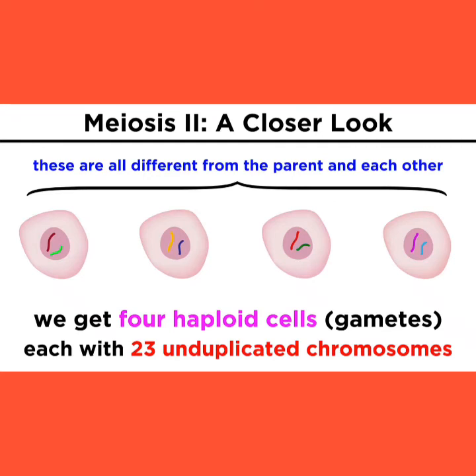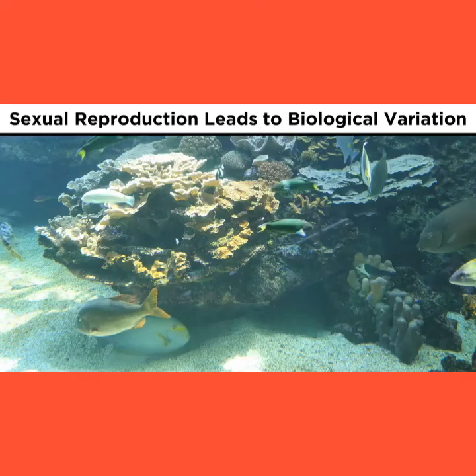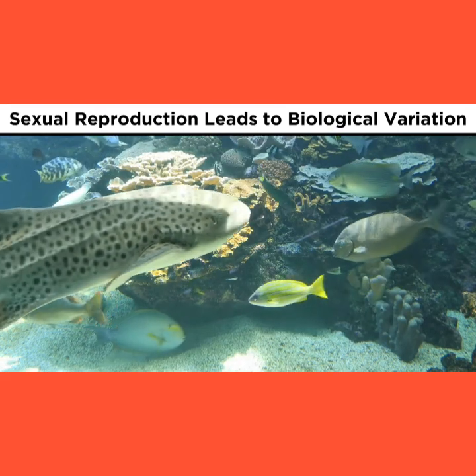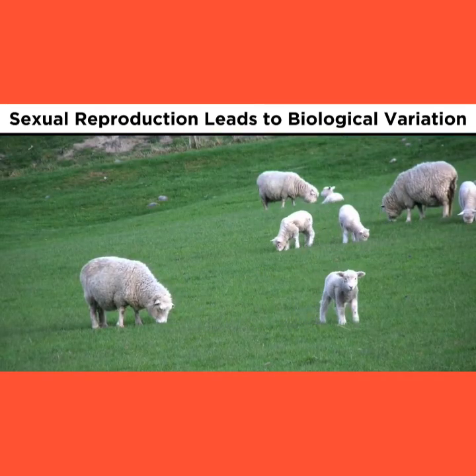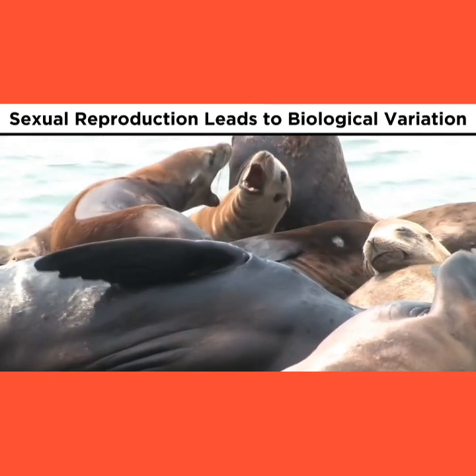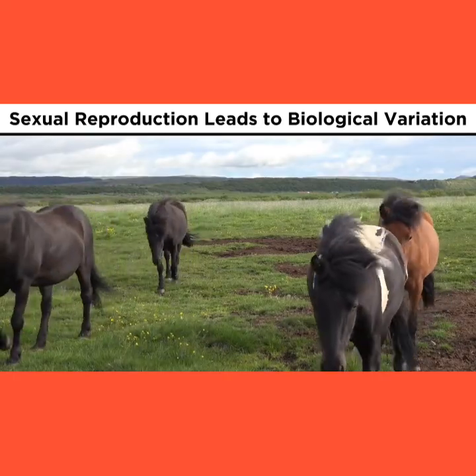Each of these 4 daughter cells is different from the parent cell, and they are all different from each other. In fact, due to all the different possibilities present for the assortment and distribution of the chromosomes, each haploid daughter cell, or gamete, represents one unique outcome out of millions of possible outcomes. This is the secret to biological variation that sexual reproduction offers, which gives rise to the wide variety of phenotypes in living organisms that we will discuss later.